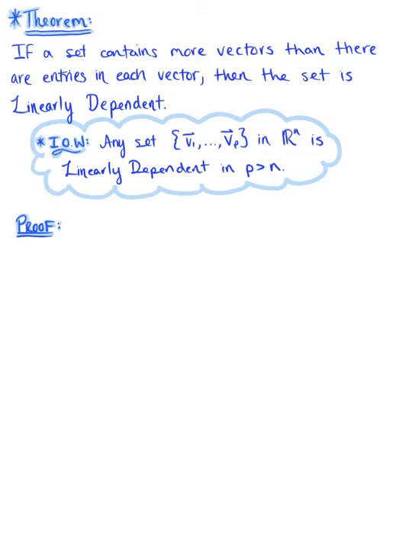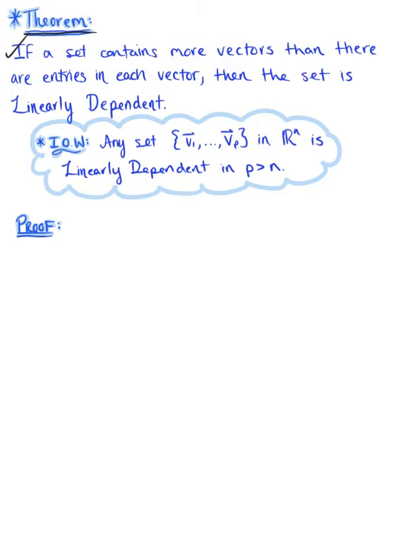So here we have a theorem that is going to help us verify, using visual verification, that last example we looked at with sets of 1 or 2 vectors. In this theorem, it's telling us that if a set contains more vectors than there are entries in each vector, then the set is automatically linearly dependent.